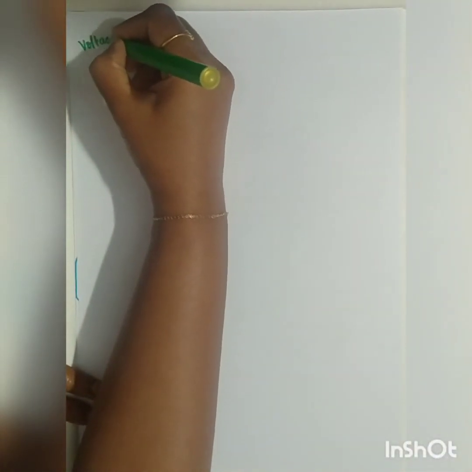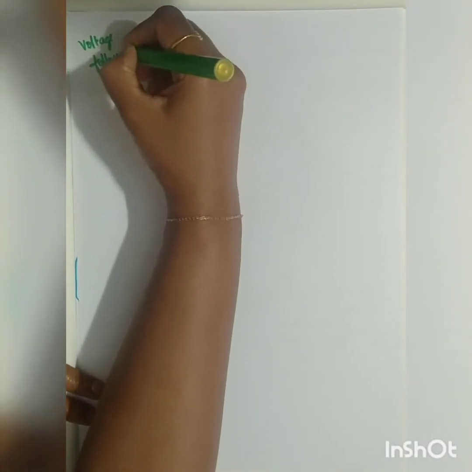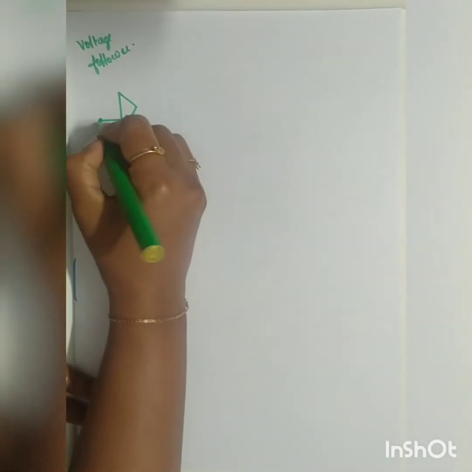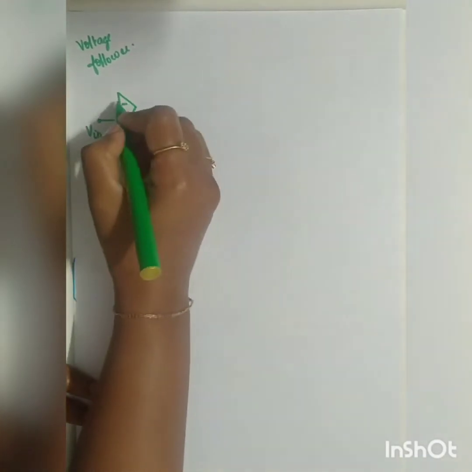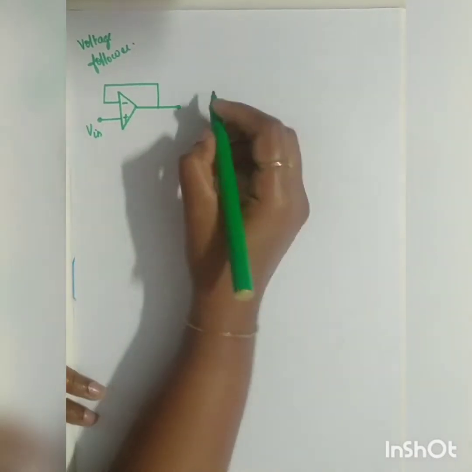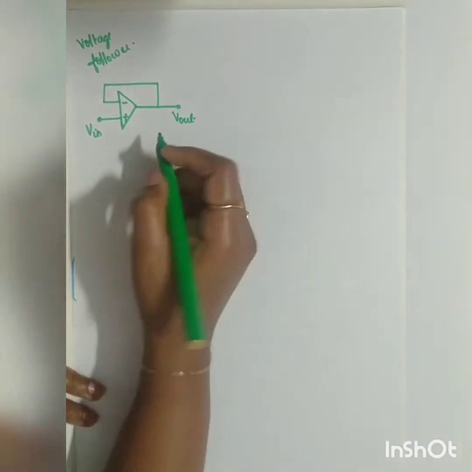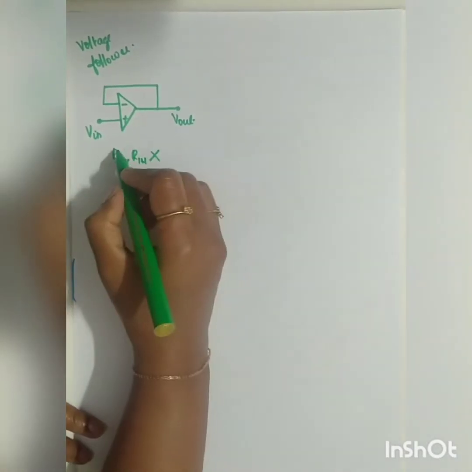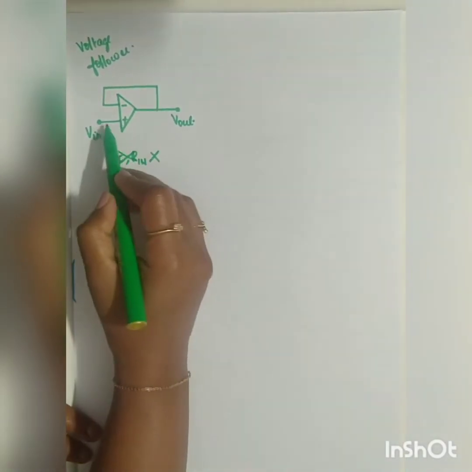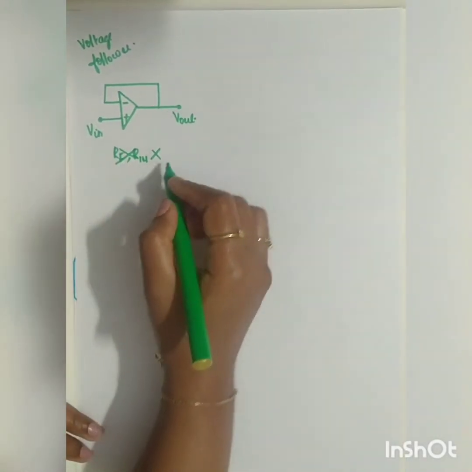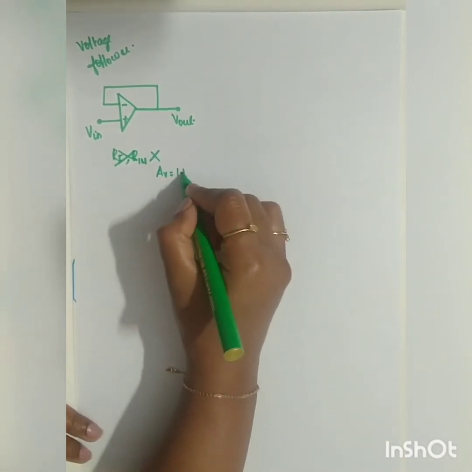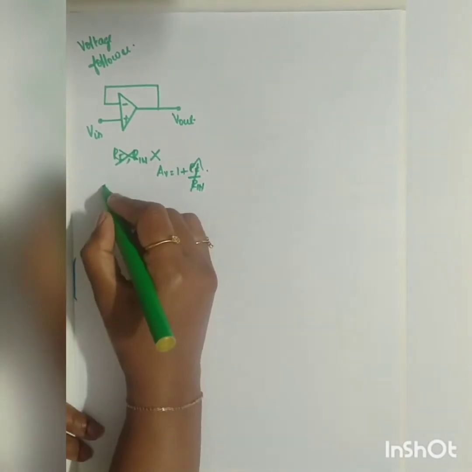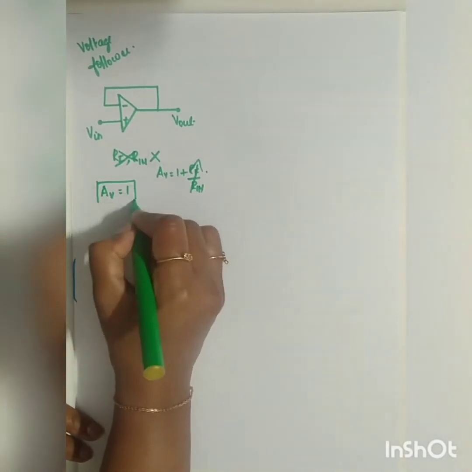In the case of voltage follower, your non-inverting terminal will be given the input, right? The inverting terminal will be directly given to your output. Your RF and R in are eliminated. There is no RF and R in this circuit. Since the input is given across the non-inverting terminal, what will be your gain? Gain is equal to 1 plus RF divided by R in. These two are not there, right? So what will be your gain? AV is equal to 1. Why? What is the reason?